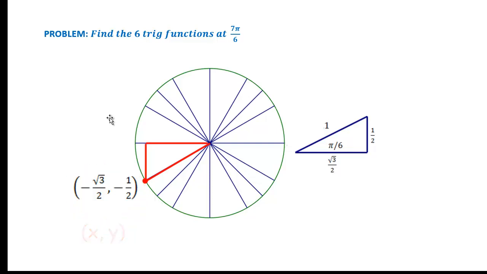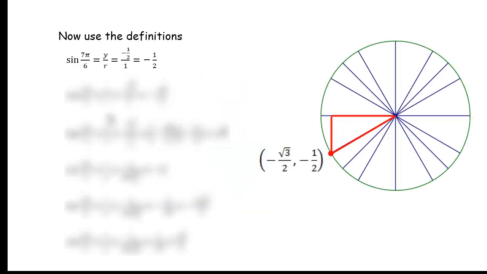Now I have everything I need to write down the value of the 6 trigonometric functions. Just plug in to those definitions from the first set that I gave you. Sine is y over r, negative a half over 1 is negative 1/2.